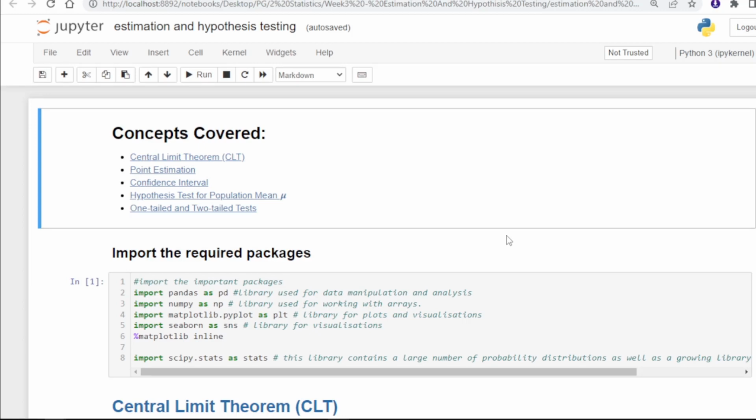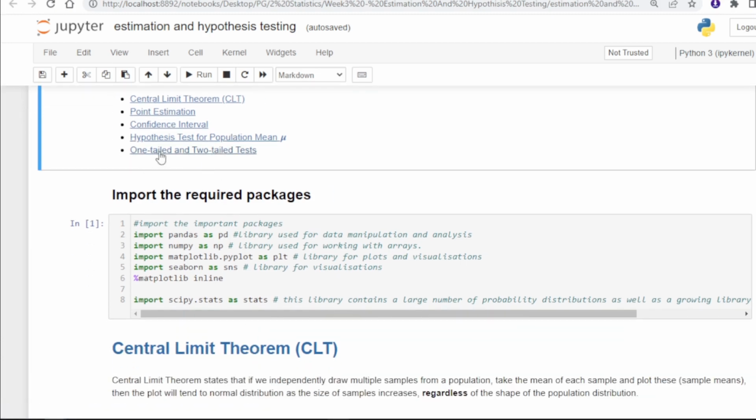Friends, now we will see some hypothesis testing. So here we will cover these topics. These are CLT, which is the central limit theorem, a famous result, and we will see what point estimation is, how the confidence interval works, and what the hypothesis test for population mean is. And we will also see one-tailed and two-tailed tests.